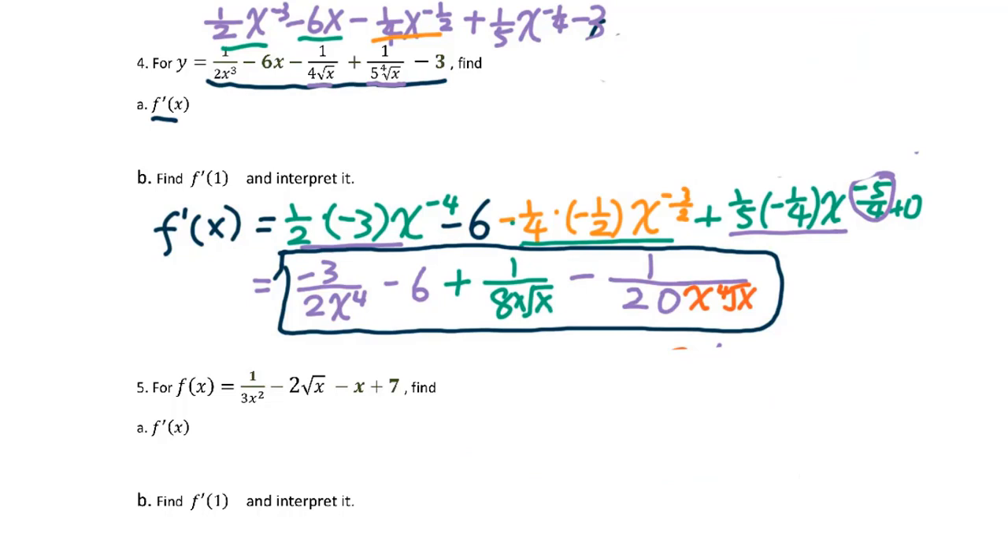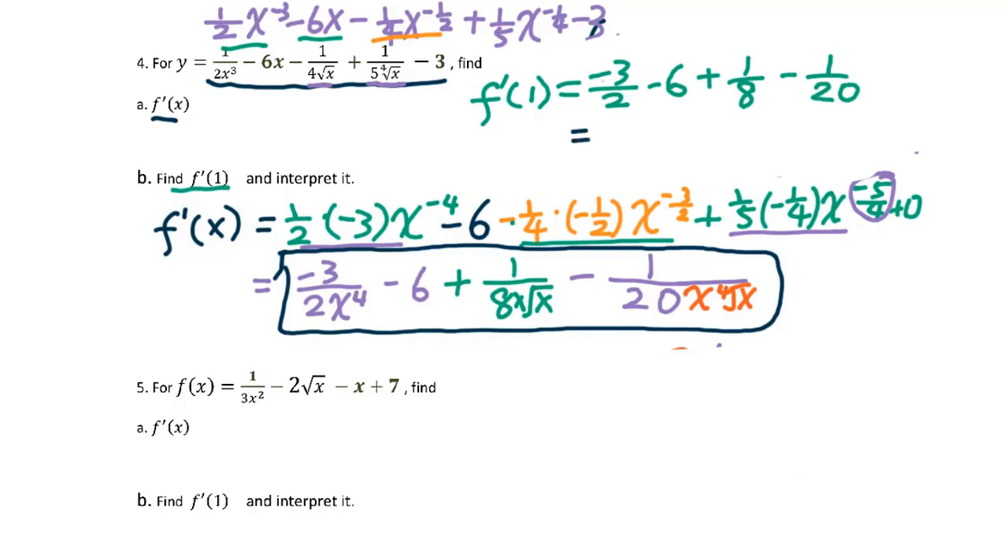We need to figure out f prime of 1, which means substitute 1 into this derivative function. So we get f prime of 1 equals, plug in here, so all x will be 1. You will get the negative 3 over 2 minus 6 plus 1 over 8 minus 1 over 20. By using calculator, you will get the negative 297 over 40.